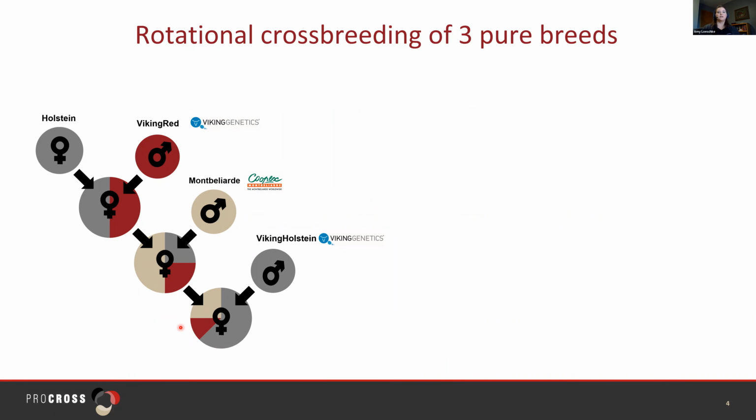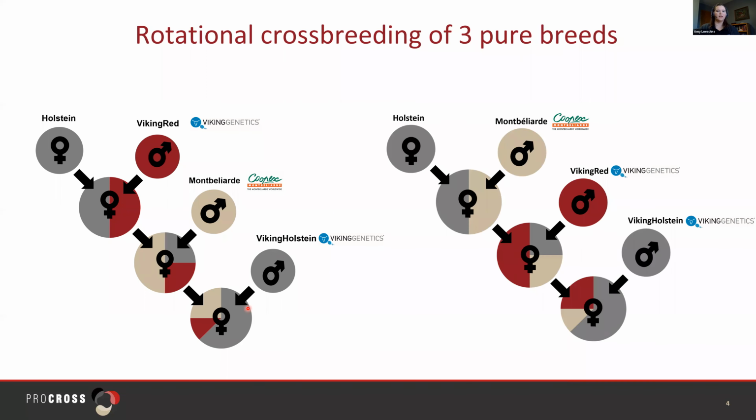And because we rotate purebred sires, we'll just keep going then back to the VikingRed, then to the Montbelliard and so forth. And that keeps on going into the future. A lot of our herds will actually choose to start with Montbelliard and take the rotation the other direction. And that's a perfectly great approach too, and both directions work as far as our program. I'll get into a future webinar later about the differences between the 2 rotations.